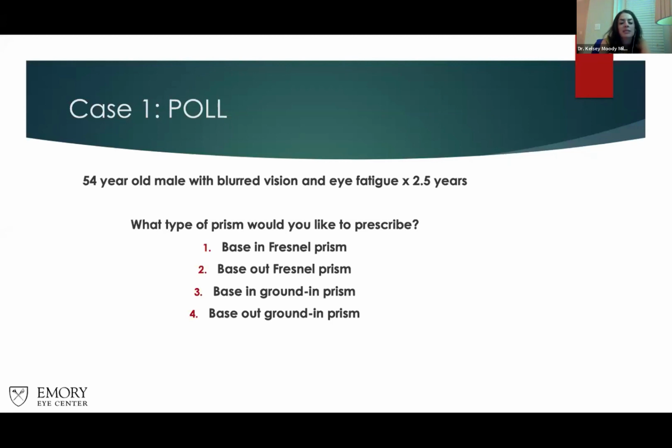So we definitely would want to stick with Fresnel, and we said he was an eso deviation. So the eye is resting in, and so you want to put the apex where the eye is, and so that means it's going to be that triangle. So the base or the edge of the prism will be out.